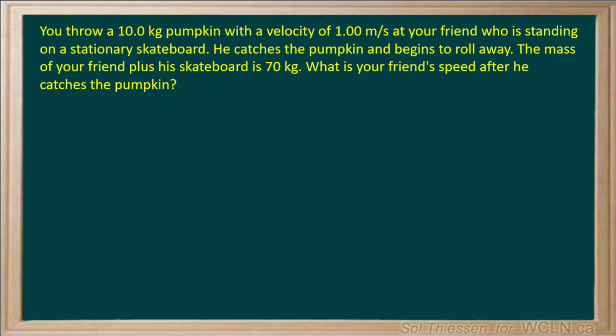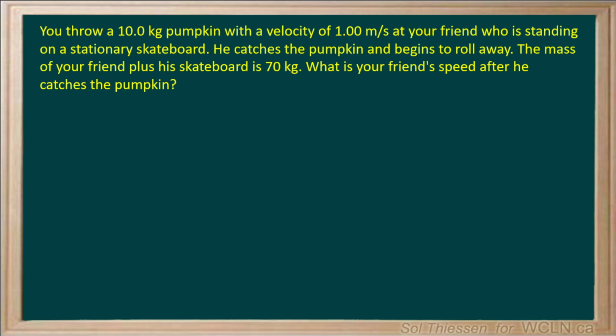You throw a 10 kilogram pumpkin with a velocity of 1 meter per second at your friend who is standing on a stationary skateboard. He catches the pumpkin and begins to roll away. The mass of your friend plus his skateboard is 70 kilograms. What is your friend's speed after he catches the pumpkin?